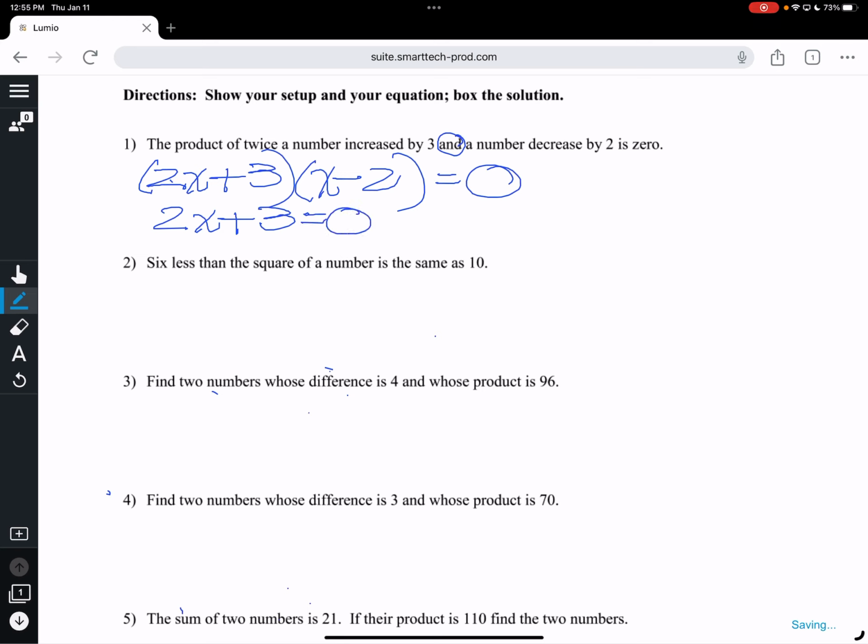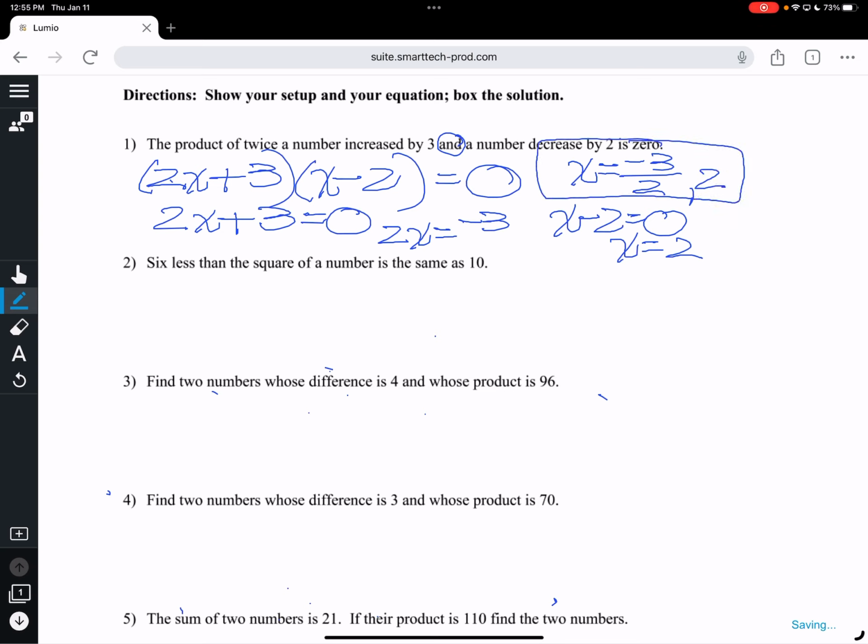So 2x equals negative 3, and then divide by 2. So the first one, x equals negative 3 over 2, not 2/3. And then you say x minus 2 equals 0, so x equals 2. Does it matter which way we put our answer, like x equals negative 3 over 2, comma 2? No, not at all.